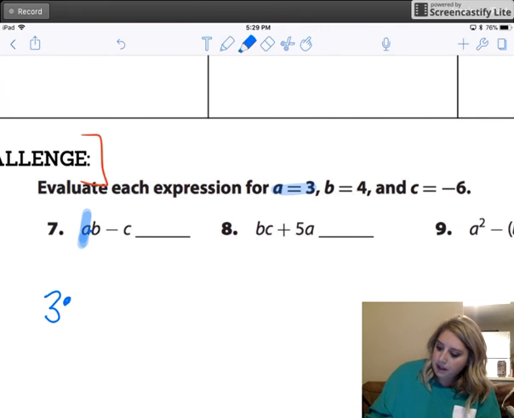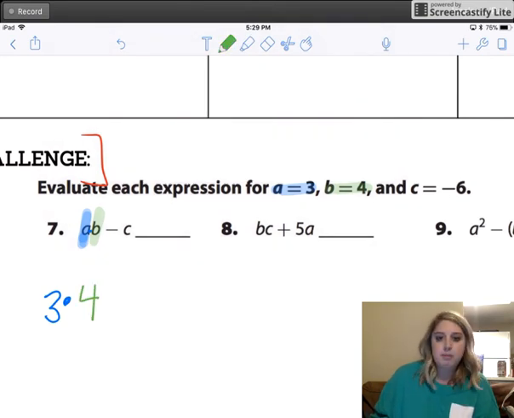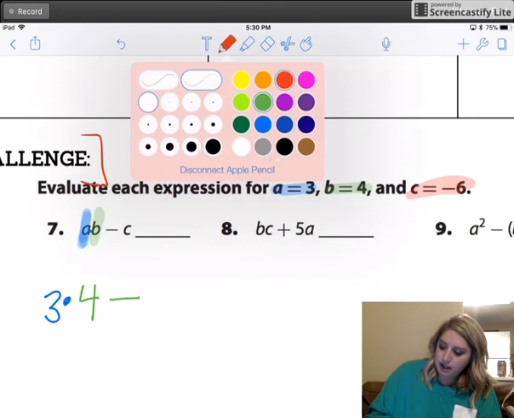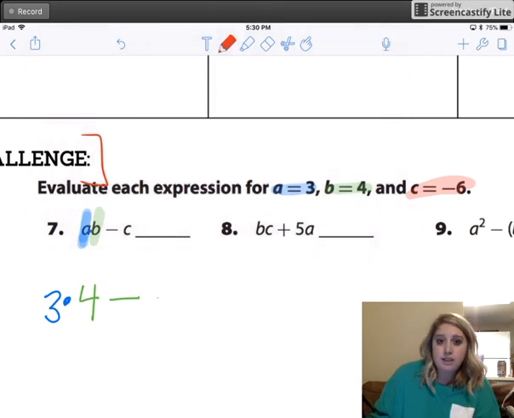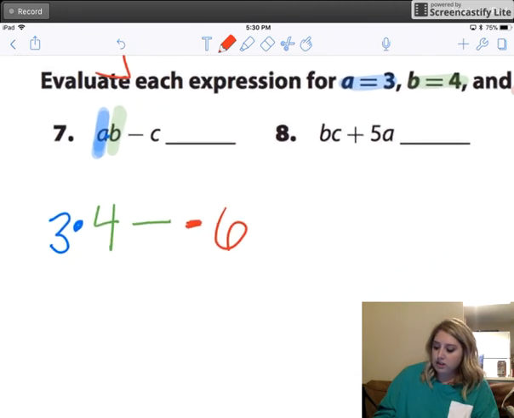Okay, now it says that B is 4. So every time I see a B, I'm going to plug in 4. So there would be a 4 here. It would be 3 times 4 minus whatever C is, and C is -6. So that means I'm going to plug in a -6. Now watch. -6. Okay? So at this point, I just start solving.